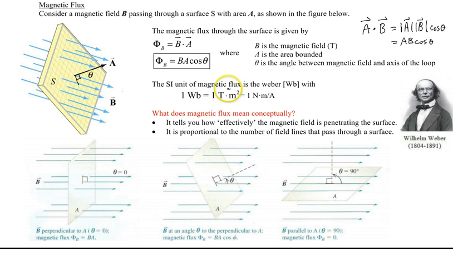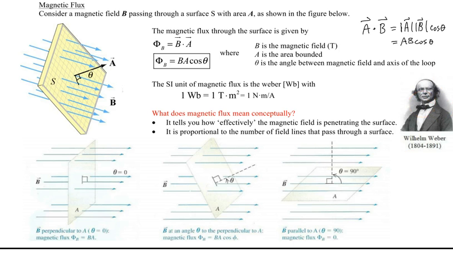The SI unit of magnetic flux is in Teslas for magnetic field multiplied by the area, which is meters squared, and we call these units of Tesla meters squared Webers, named after Wilhelm Weber.